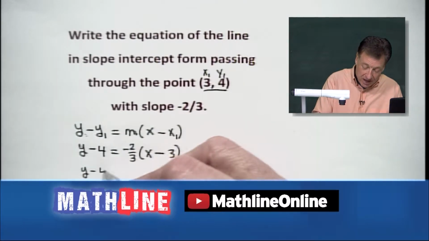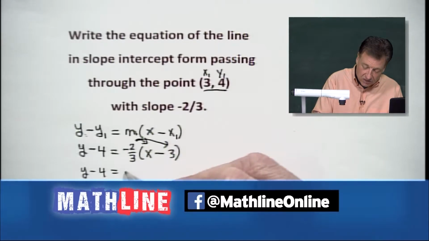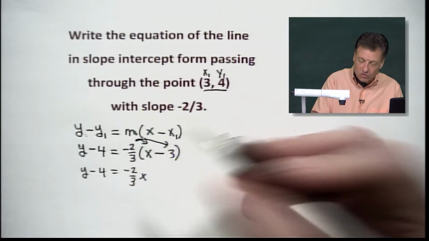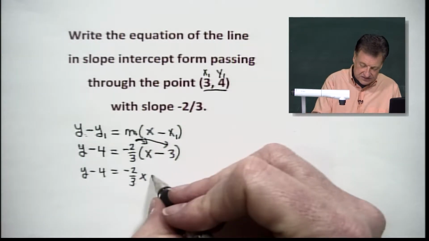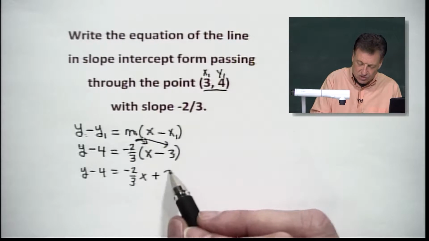So keep your y minus 4 and let's distribute this negative 2/3 right through there. That's going to give us negative 2/3 x. And it's going to give, oh, watch your sign. It's going to give us a positive something. Well, let's see. The 3's are going to cancel out. Looks like we're going to have plus 2 there.